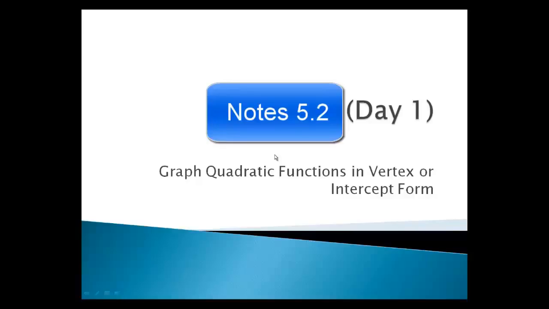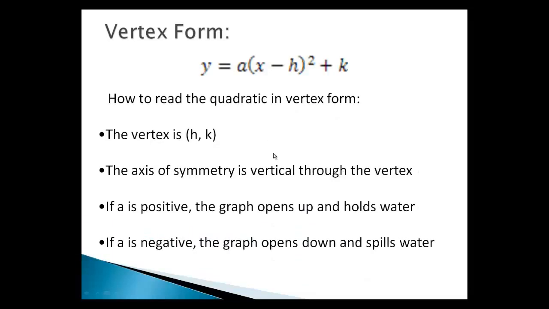Alright, today we're going to graph quadratic functions in vertex or intercept form. Specifically today we're going to talk about vertex form. In vertex form, it's very similar to what we did with absolute values, where h and k are very important to our vertex, because they are the vertex, and h is actually the opposite of what you think it is.